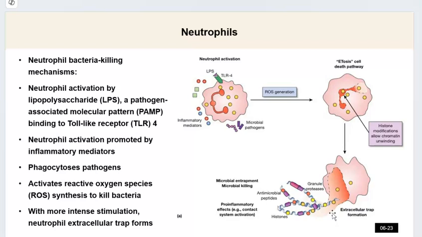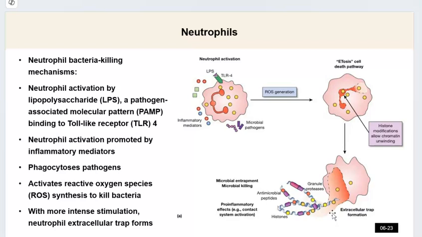Okay, so even though our neutrophils are short-lived, they can undergo extensive transcriptional remodeling as they move from the bone marrow into the periphery, so they have a whole bunch of variability in them as well. Neutrophils are activated by the LPS, the PAMPs, or the toll-like receptors, which was very well done in our video. And the neutrophil activation is promoted by the inflammatory mediators. So these are all tying together now.